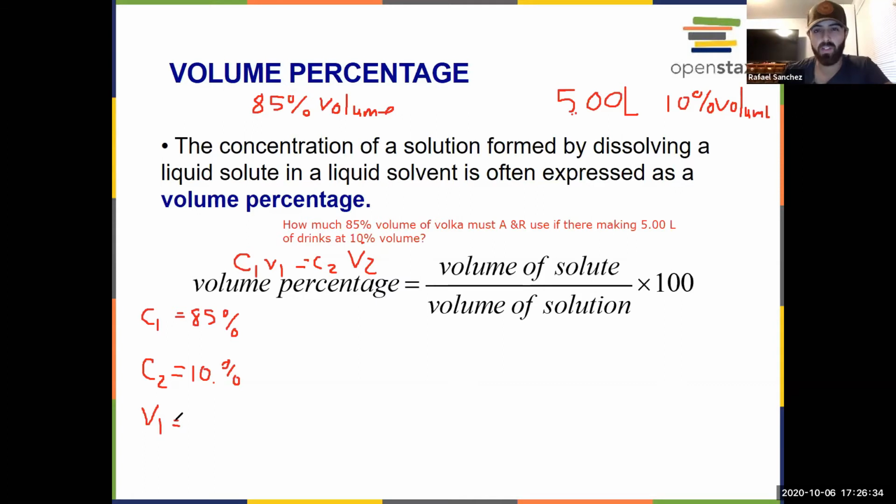Isn't that what we're trying to find? Yeah, we're trying to find the first one, so that will be our V2 though. Okay, so then our V2 is 5.00 liters.